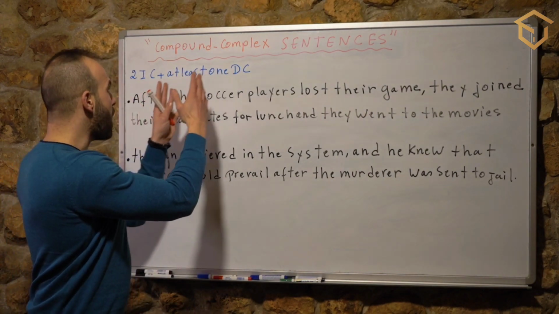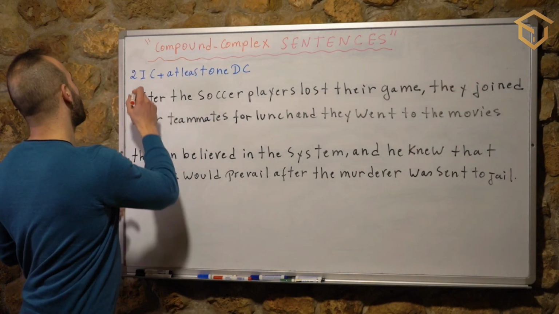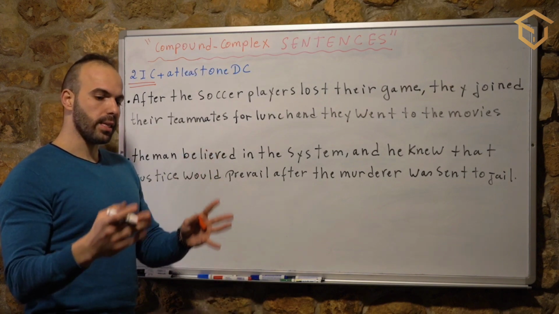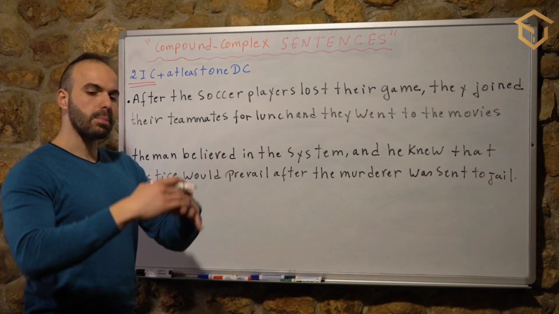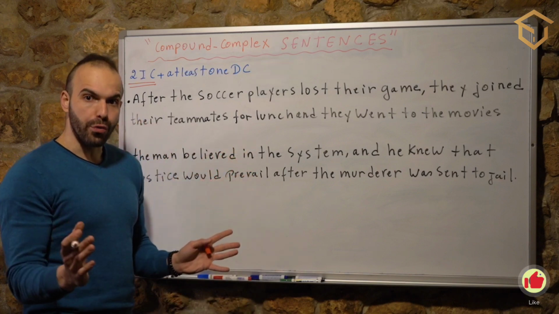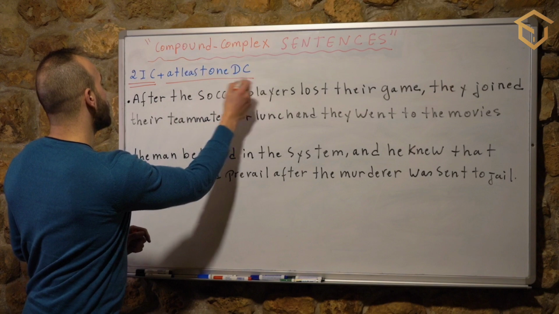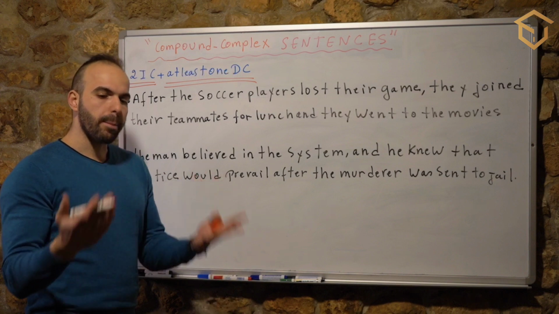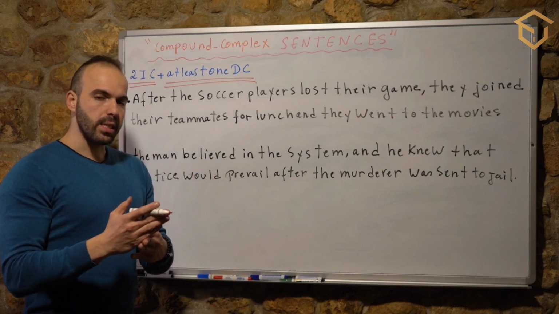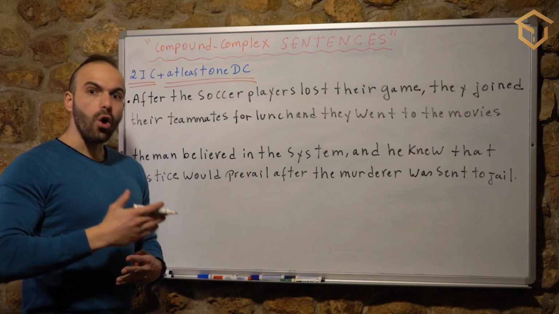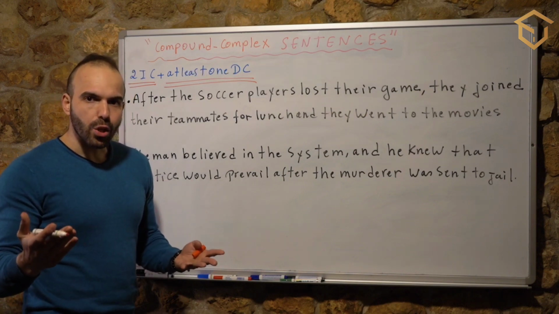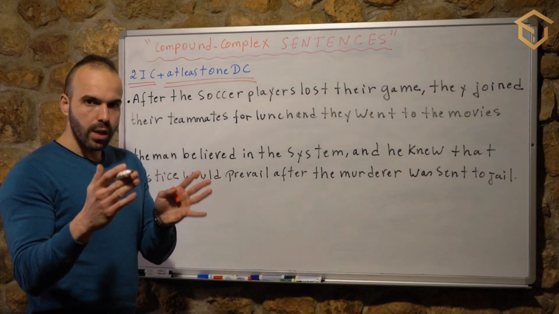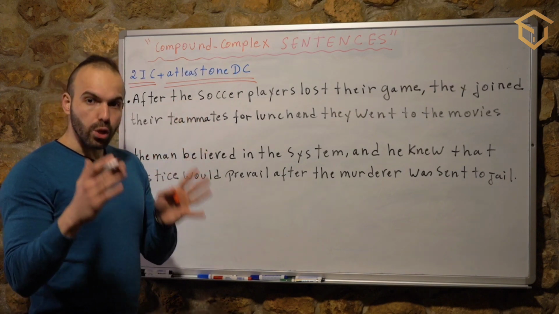So, a compound complex sentence consists of two independent clauses, and as you all know, an independent clause has a subject and a verb, so it expresses one single thought. It can stand alone. And at least one dependent clause. So what is a dependent clause? Dependent means it either lacks a subject or a verb, so it can't stand alone. It wouldn't have a meaning if you use these dependent clauses alone.